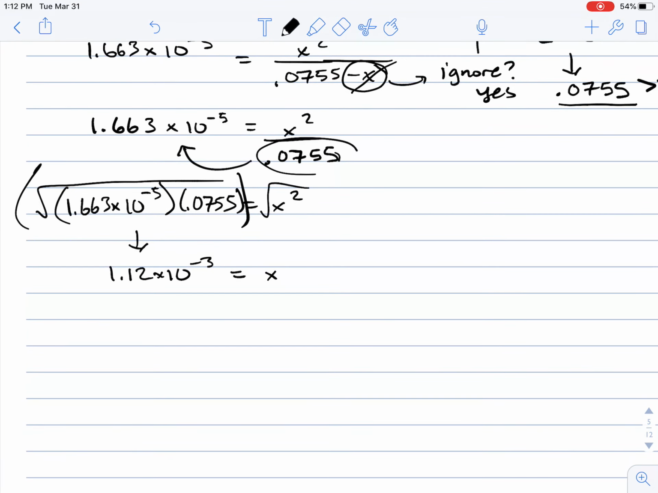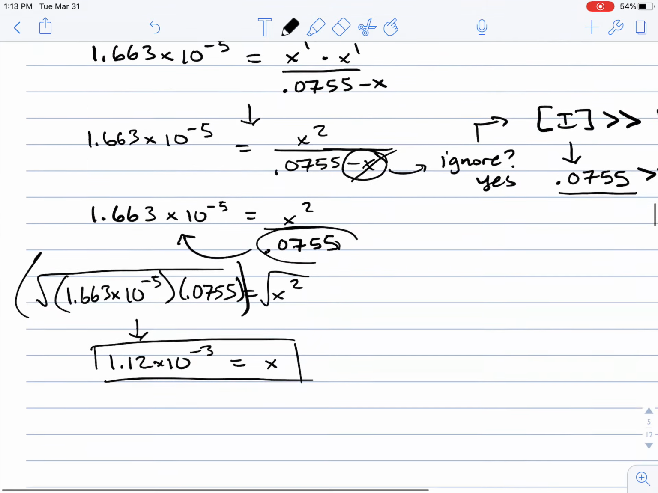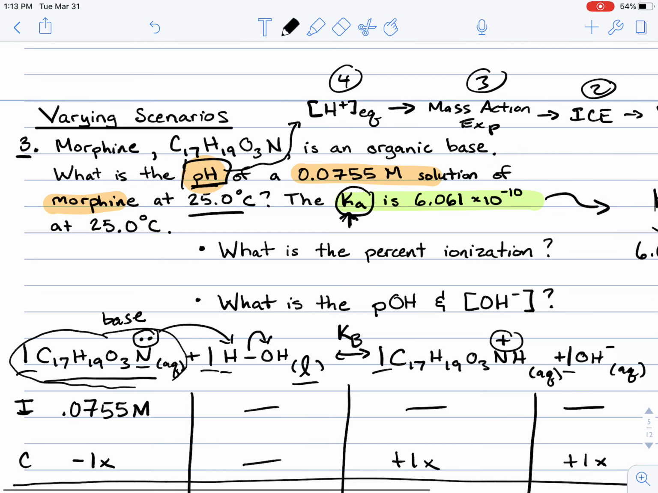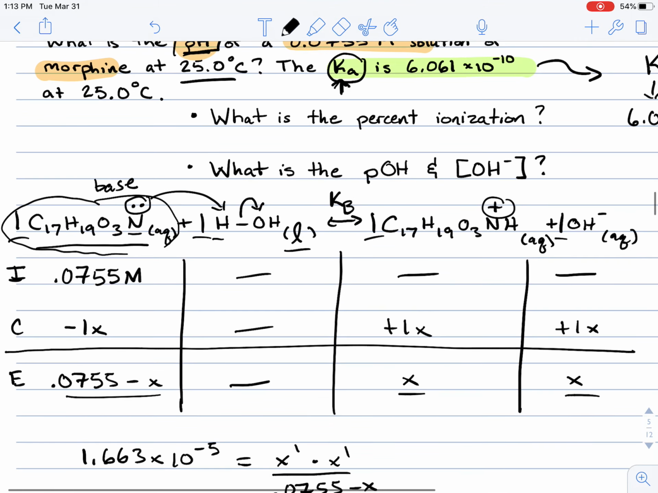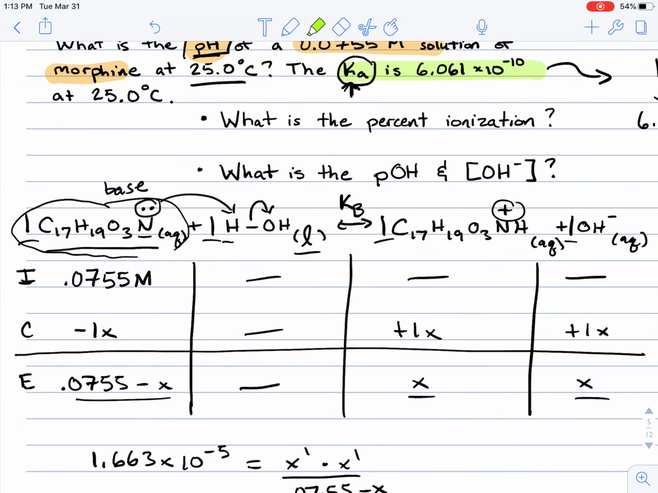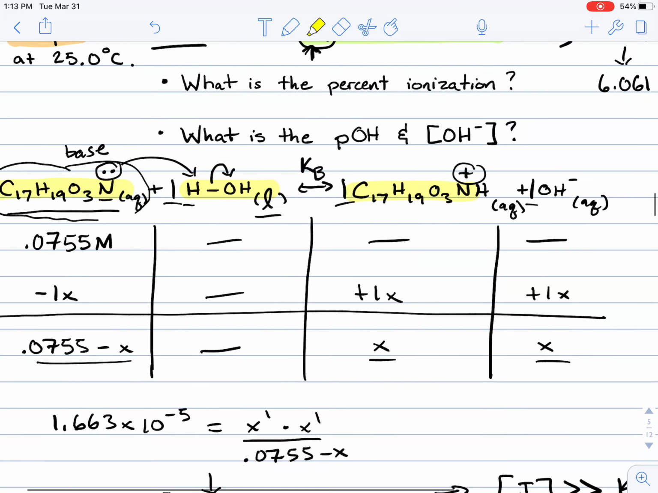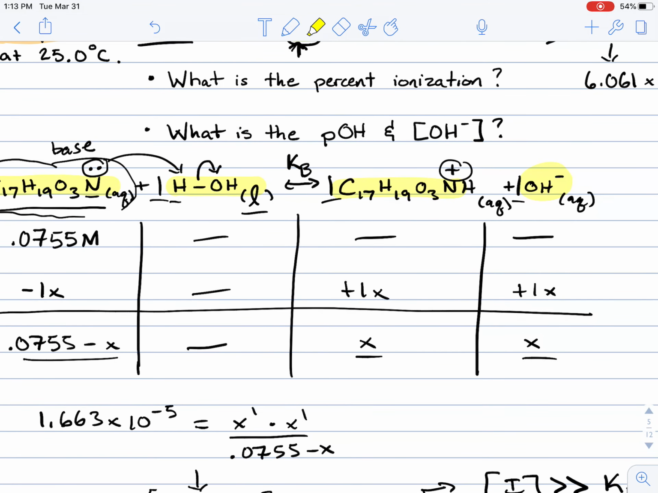And so now that we've solved for x, or the change, we can go ahead and determine the concentration of H plus at equilibrium. So very similar to the previous problem. If you look at the identity of our reactants and products, this is morphine, that's not H plus, so we can't use this. This is water, we ignored that completely, so we can't use that. This is the conjugate acid, and so that's not H plus. And once again, this is going to be OH minus.